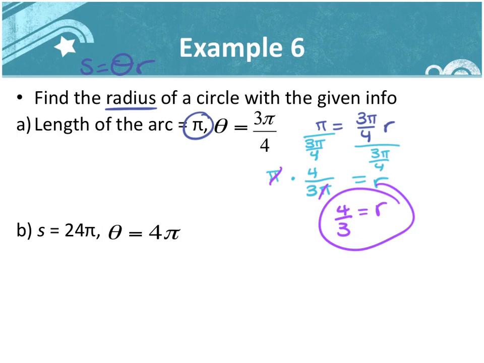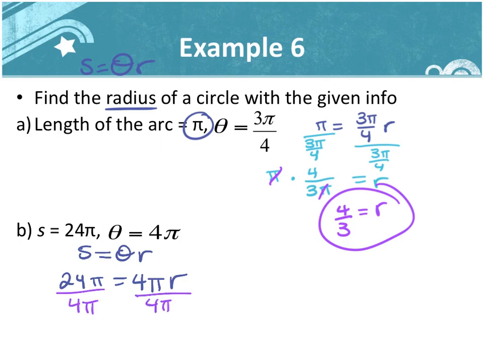Last one is B here. S is 24 pi. Theta is 4 pi. So again, S equals theta times r. 24 pi equals theta, which is 4 pi, times r. Divide both sides by 4 pi. The pi's cancel here. 4 goes into 24 6 times. And my radius is 6.